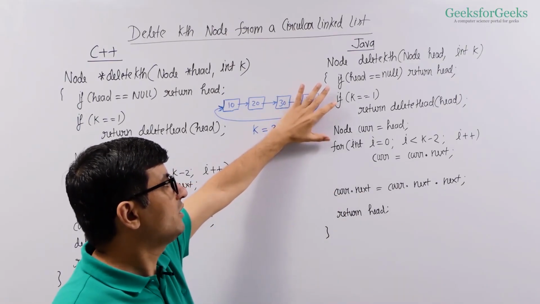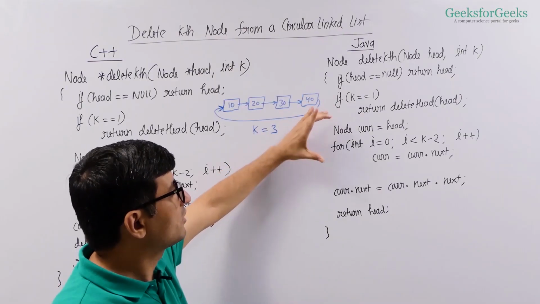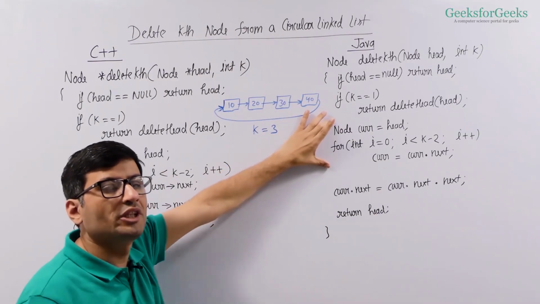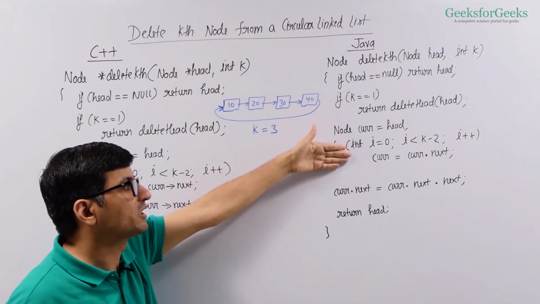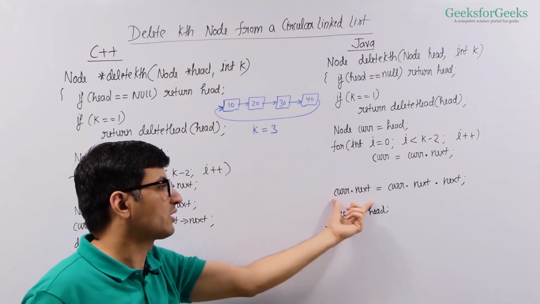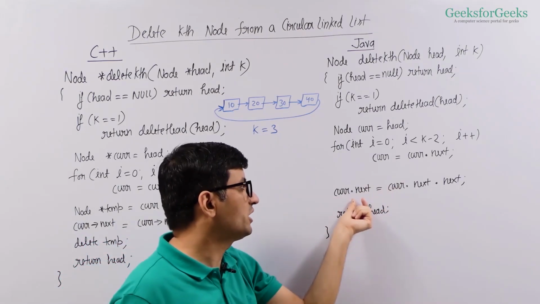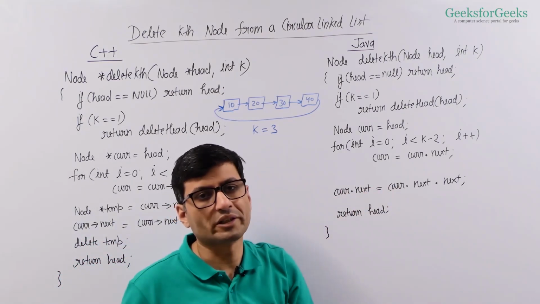If k is not 1, then we need to find out the node before the node to be deleted, right? So that we can change the next of it. Once we find this node, we change the next of that node to its next's next, right? So we delete the current next from the middle of the linked list.